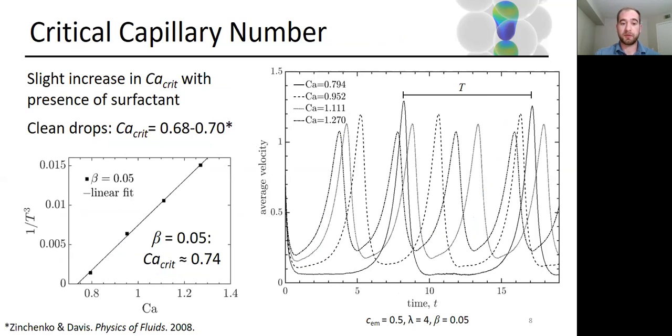So a very important value is the critical capillary number. As mentioned before, that's the value below which the drop will become trapped indefinitely in the constriction. As we add surfactant, we actually see that critical capillary number increase in this case. Previous work has shown that clean drops have a critical capillary number of about 0.7. They also showed that there is a linear relationship between the capillary number and 1 over T, the period of motion, to the negative third. That relationship still holds in this case, but the critical capillary number does increase. This is in contrast with, for example, the effective viscosity ratio, which does affect squeezing times, but does not affect the critical capillary number.